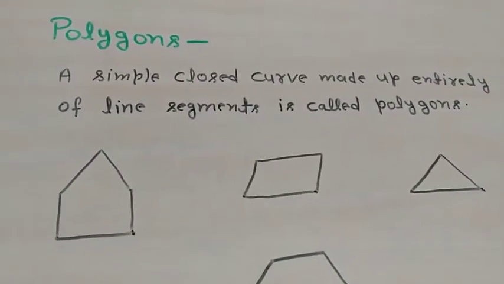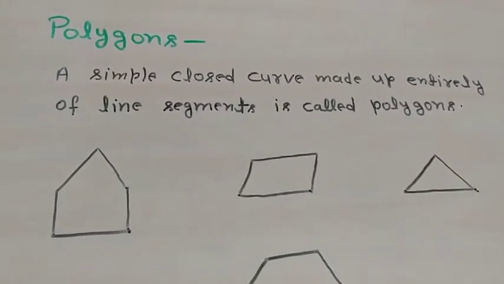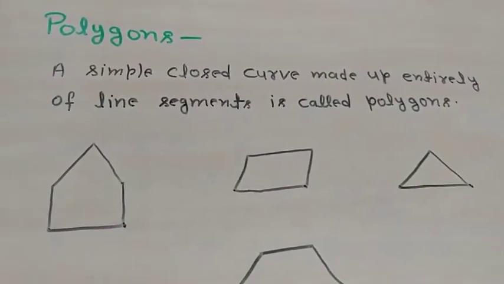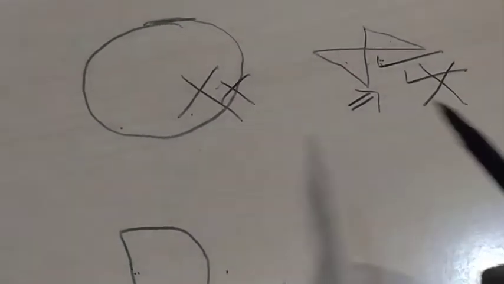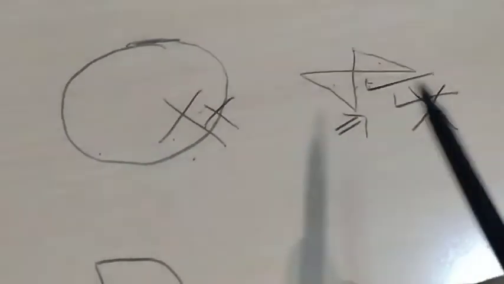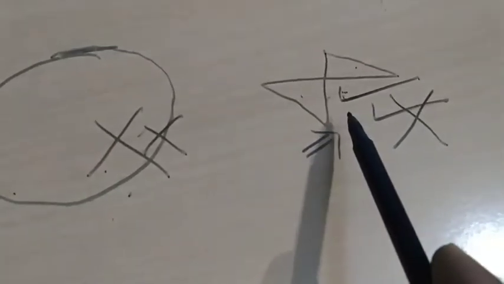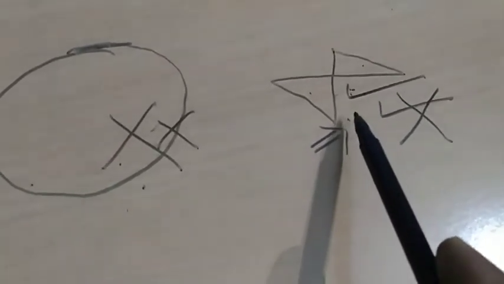See again. A simple closed curve made up entirely of line segments is called a polygon. These four figures are polygons, but this figure is not a polygon. This is not made by line segments, so it is not a polygon. This is made by line segments, but it is not a simple closed curve, only a closed curve. So this is not a polygon. And this is a simple closed curve, but it is not made totally of line segments, so this is not a polygon. I hope all of you understood what a polygon is.